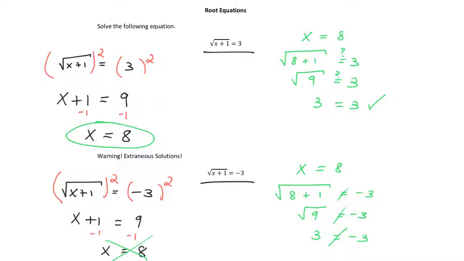So basically, this process will give us solutions, but potentially it might give us too much stuff or things that don't work. And our strategy will be to plug them in to see if they work. If they do, we keep them. If they don't, we just exclude them in our answers.